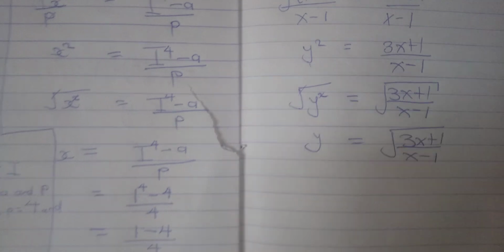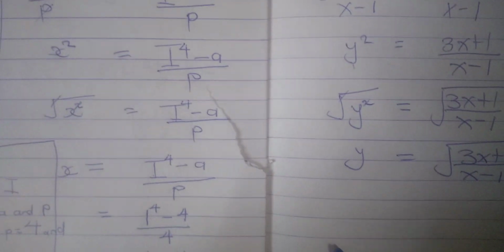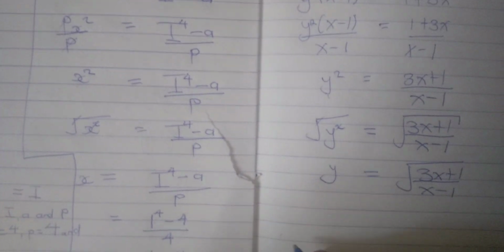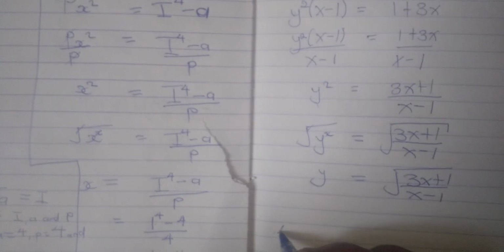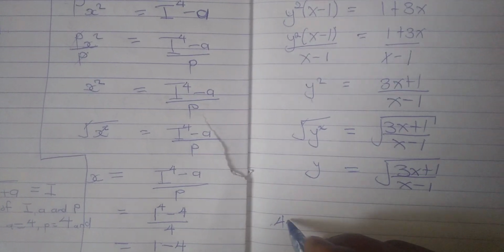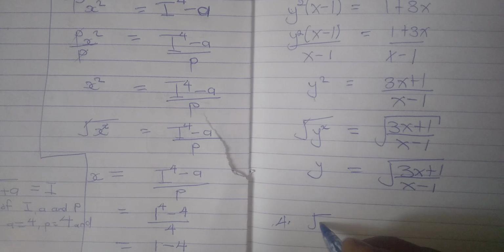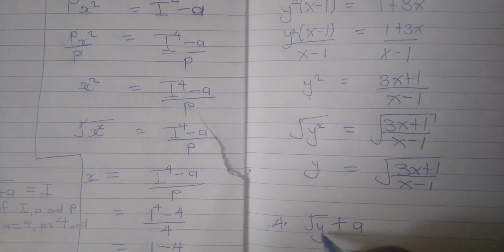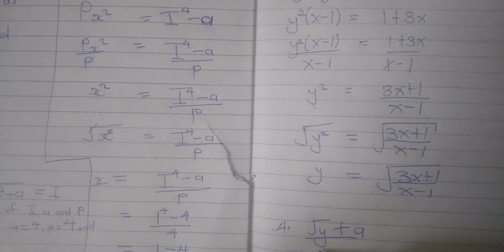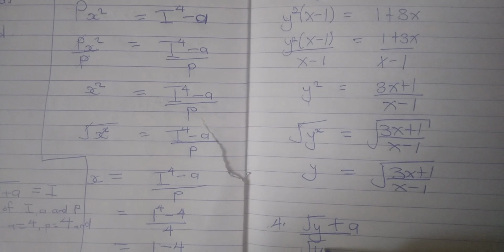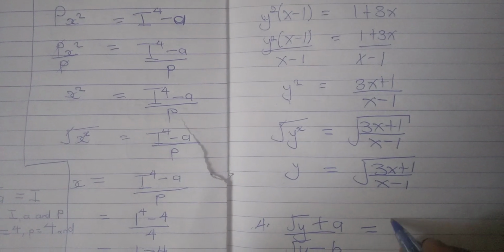So there's also another simple example we can look at. This is another example we can look at, example 4, which says root of y plus a over root of y minus b equals a k.